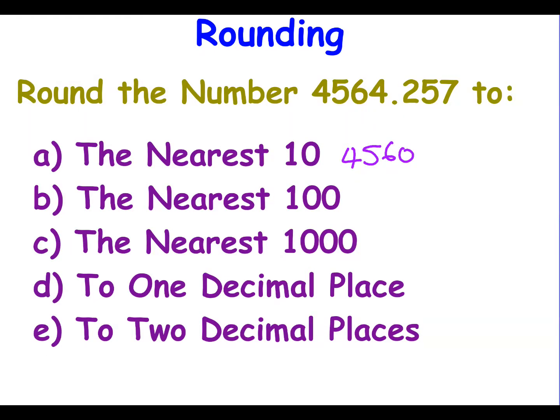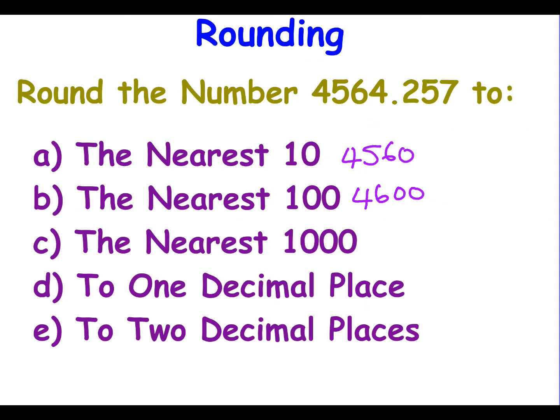Now let's round it to the nearest 100. So I'm interested in the hundreds. That's what it's telling me to go to. I look at the next one along, and that's telling me to round up. So it becomes 4600 rounded to the nearest hundred.